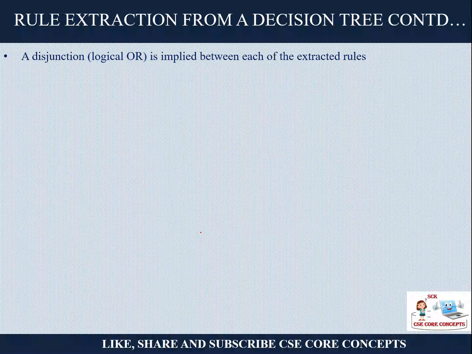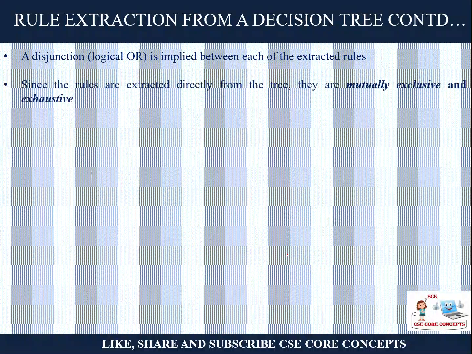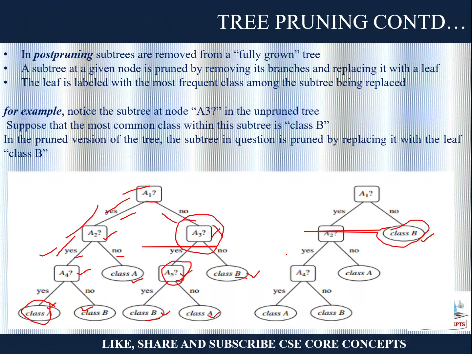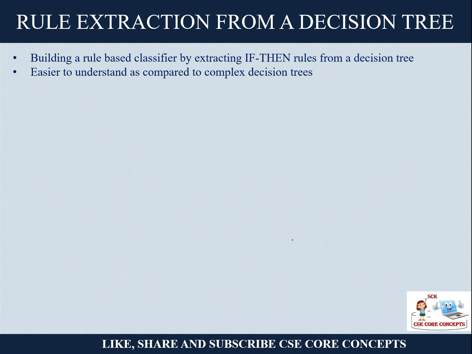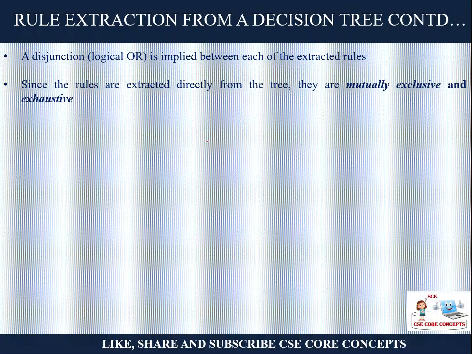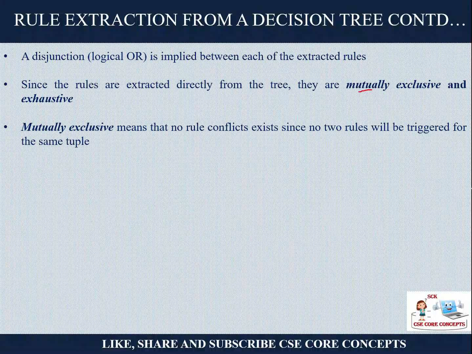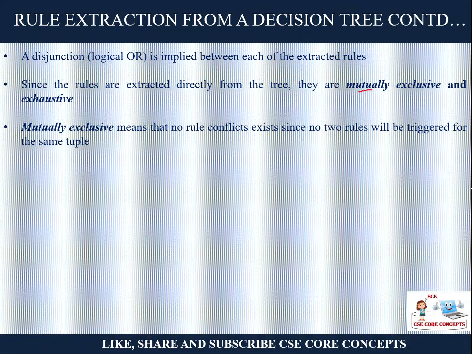Now, a logical OR, that is a disjunction, is implied between each of the extracted rules. What does it mean? Obviously you can have either yes or no. That is a logical OR, right? Any one of the rules will apply. You cannot have anything between yes and no. So these rules are extracted directly from the tree. Hence, these rules are called mutually exclusive and exhaustive. Your rules in the decision tree should be mutually exclusive and they should be exhaustive.